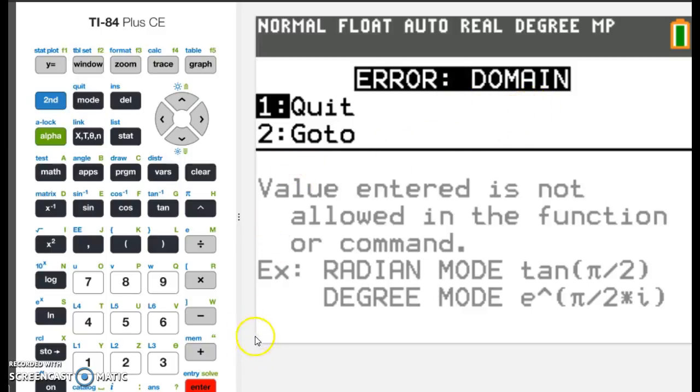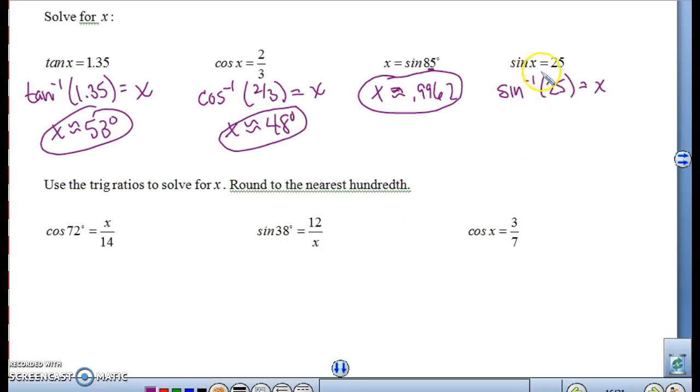What that is telling you is that you can't use that value of sine. Well, why not? Let's think about this for a second. The sine of x is equal to 25. Now, if you look at that table of values I have, what was the highest value of sine? The highest value of sine that you can have is 1. So sine can't be greater than 1. If you try any value that is greater than 1, it will not work. So that's why that one is an error. Okay, so there we go.